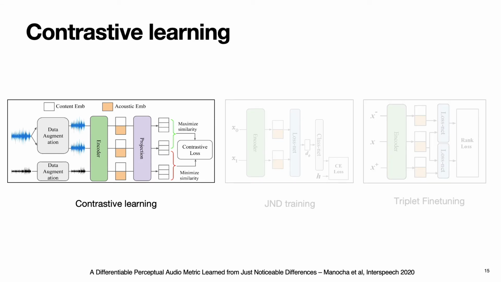So the basic idea in contrastive learning is to augment the audio in various ways, and then to maximize the similarity between the representations for the same audio in contrast to the representations from an unrelated piece of audio. Let's look at it in some more detail.